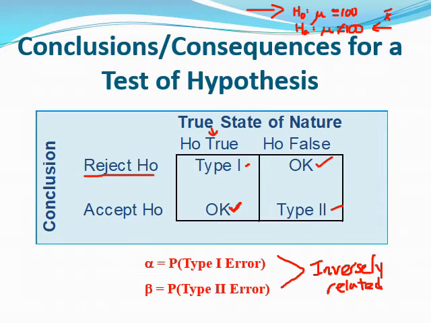And when we make the reject H0 conclusion, we're either doing the right thing or we're making a type 1 error. And so this is the error. This guy right here, this is the error we're worried about. That's the one we want to have reliability for. And so it turns out we want our alphas to be really small.